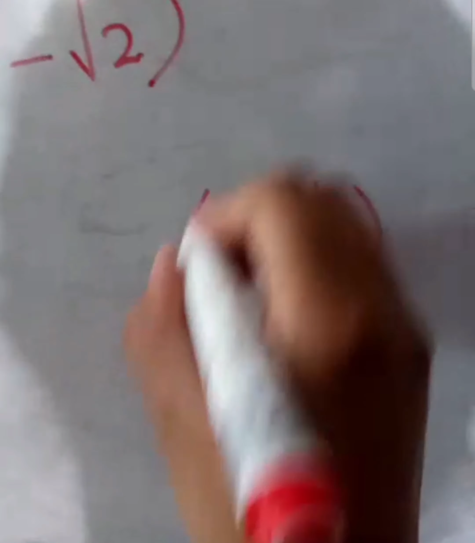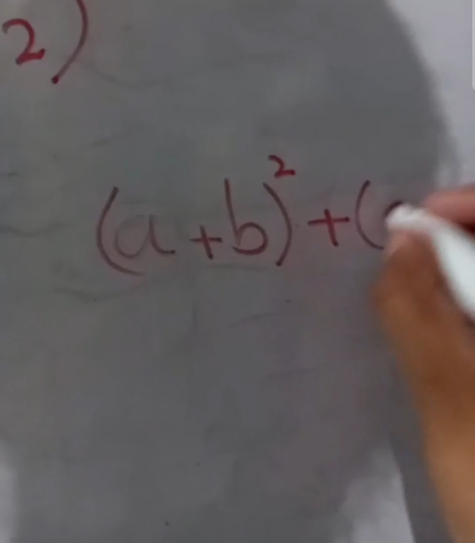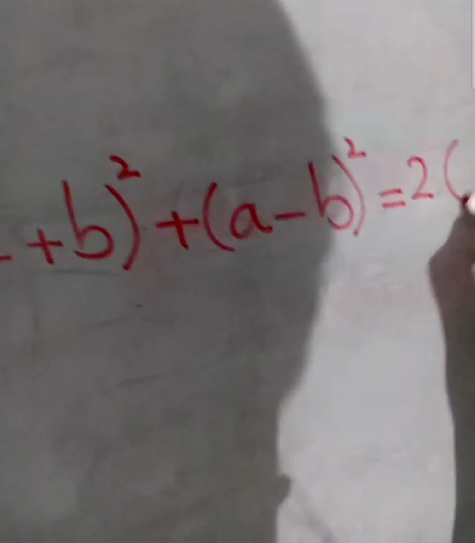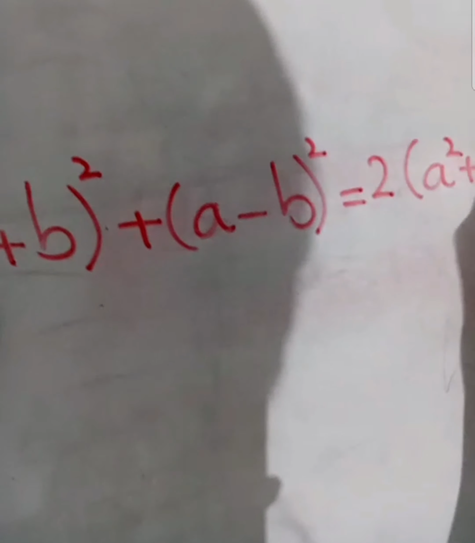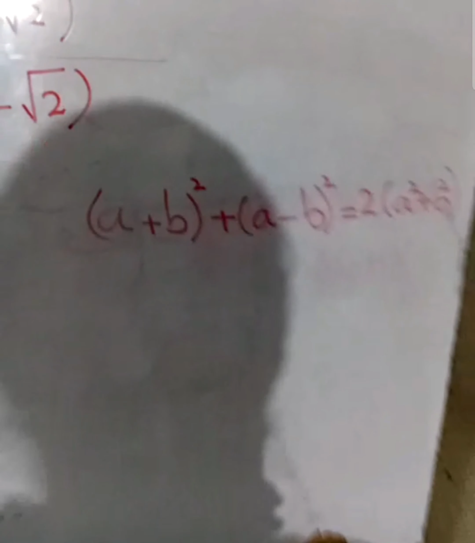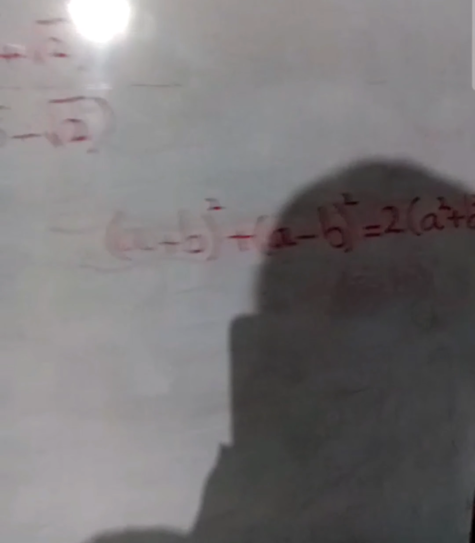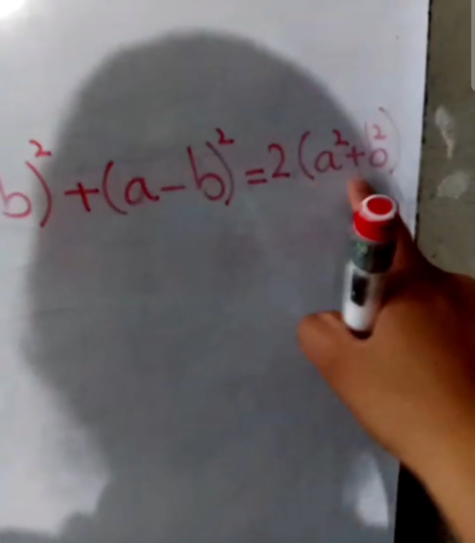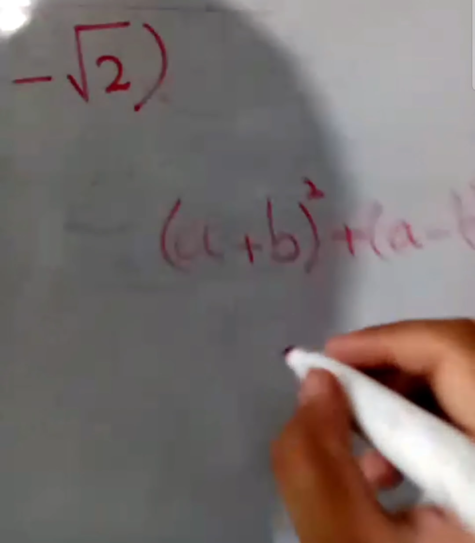Now I will write the formula here, then you will know how it is. The formula that we have done was: A plus B whole square plus A minus B whole square is equal to 2 times A square plus B square. Do you remember? In 4.2, we have done this formula. What is A and what is B?